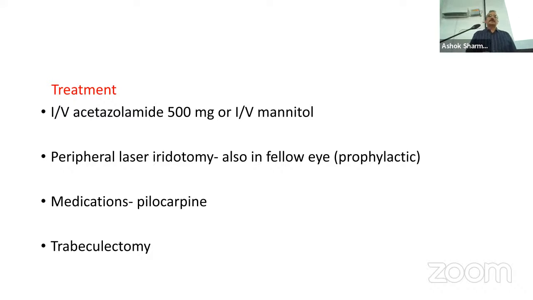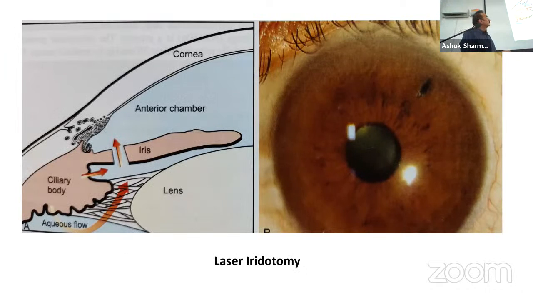Treatment, as I said, mannitol, peripheral laser iridotomy, pilocarpine, and ultimately, if angle closure is more than 180 degree, it is trabeculectomy, right? So here, this is the way iridectomy is going to work. Iridotomy or iridectomy. This is laser iridotomy, not very well done. It should be in the periphery. It has been made in the mid periphery.